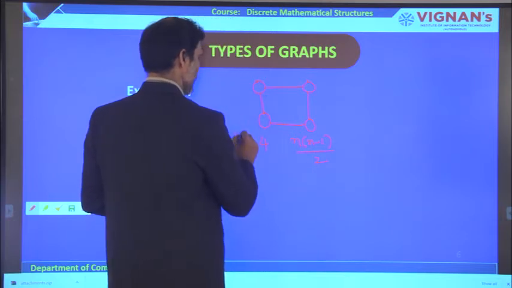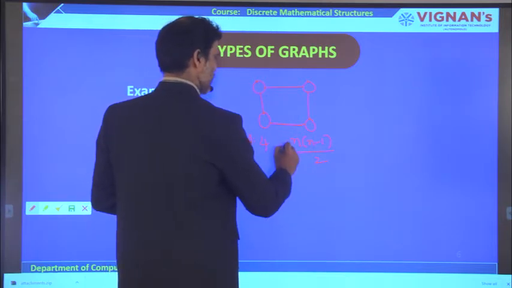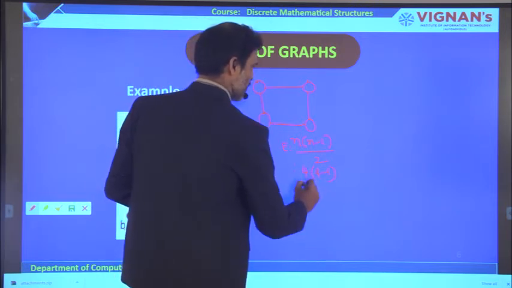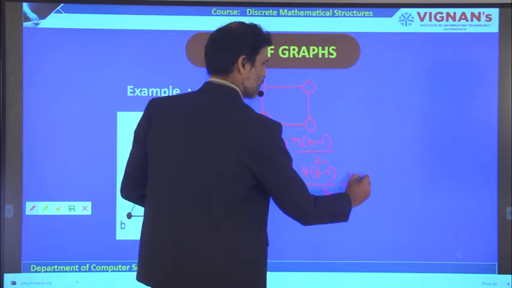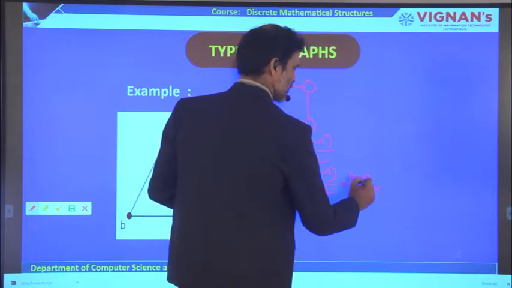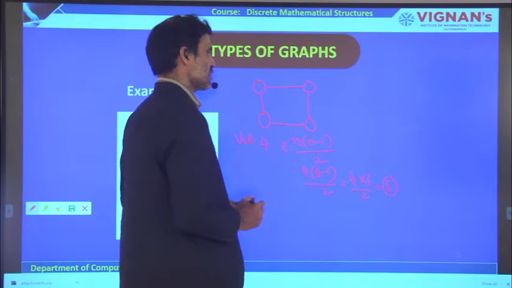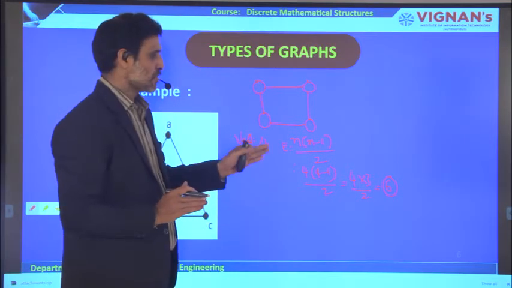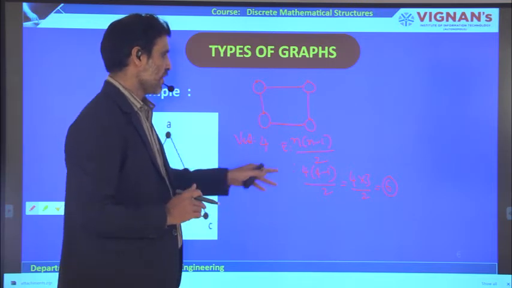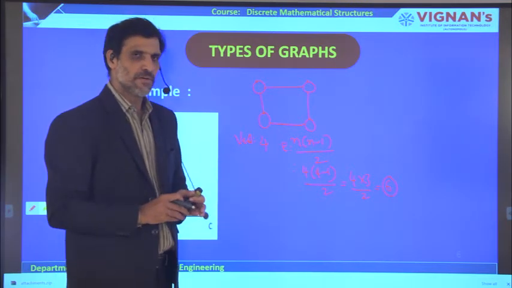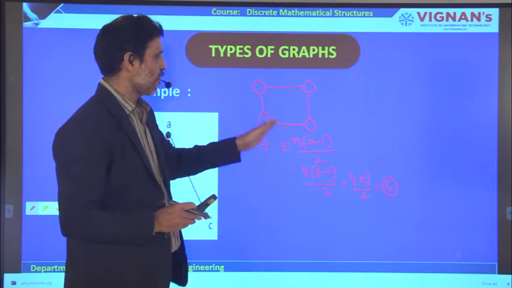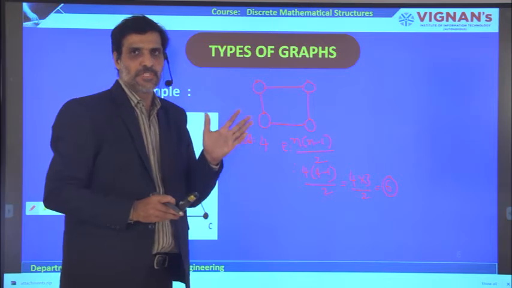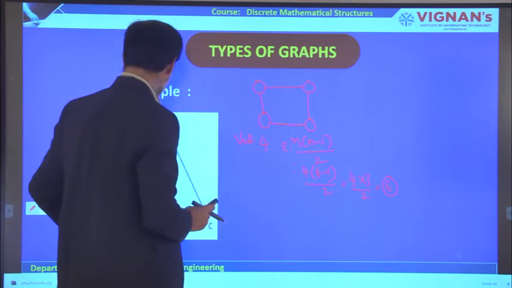So these are the number of vertices. Now we need to find the number of edges. Edges is equal to 4 into (4 minus 1) by 2, which is 4 into 3 by 2, which is equal to 2 into 3, which is equal to 6. So the maximum possible number of edges is 6. Here we have only 4 edges, but a maximum of 6 possible edges can exist for this particular graph.